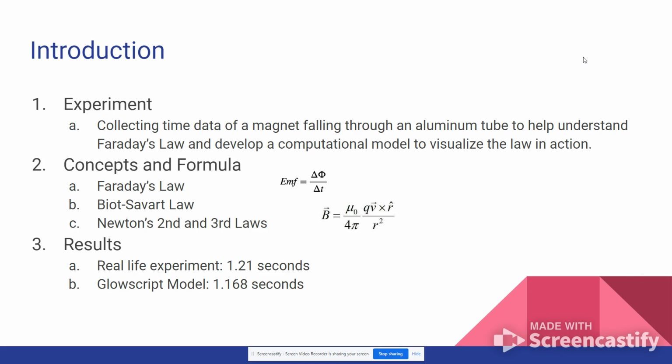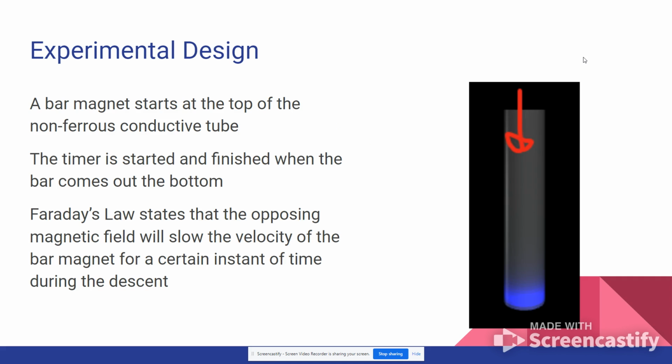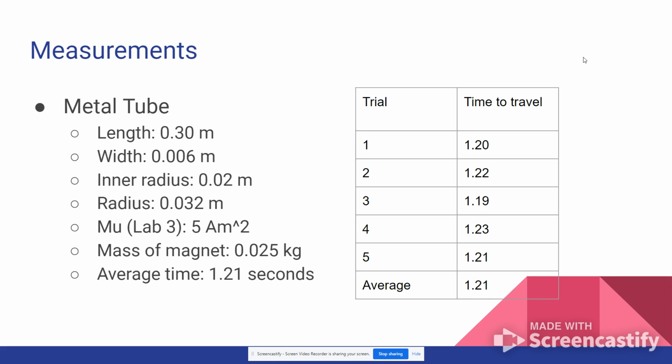The results of this lab are that the real-life experiment took about 1.21 seconds for the magnet to fall through the tube, and the GlowScript model stated that it will take 1.168 seconds. The experimental design of this lab is that a bar magnet will start at the top of a non-ferrous conductive tube. The timer is started when the bar magnet is dropped and finished when the bar comes out of the bottom. Faraday's law states that the opposing magnetic field, which is created by an induced current, will slow the velocity of the bar magnet for a certain instant of time during the descent.